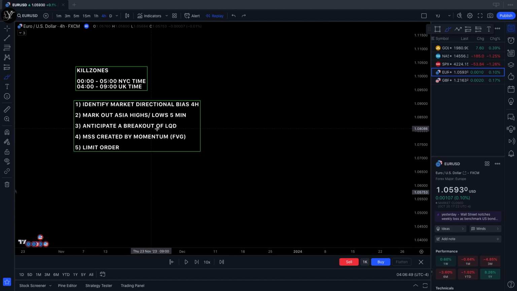So after we've anticipated a breakout of liquidity, we should then start to look for a market structure shift, which of course is created by a fair value gap, which is a high momentum of buyers or sellers in the market. Step 5 is to place our limit order and watch our trade hit TP.